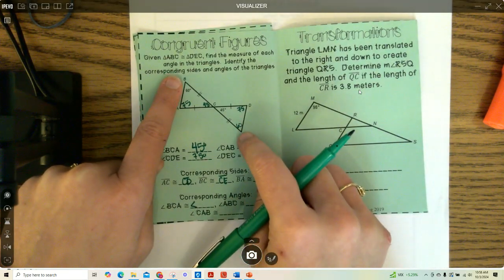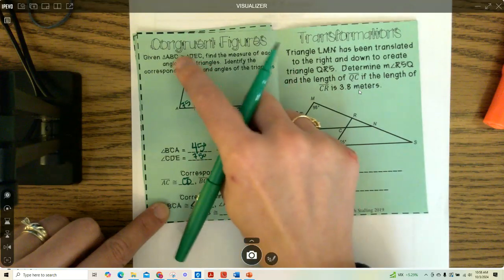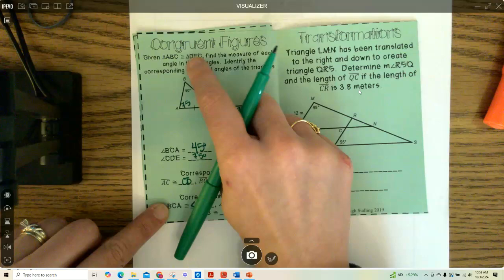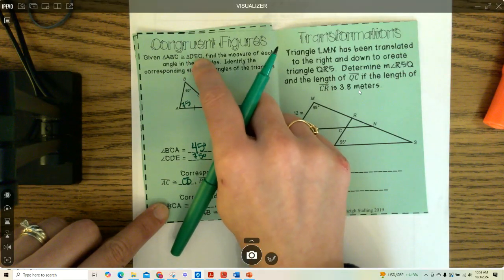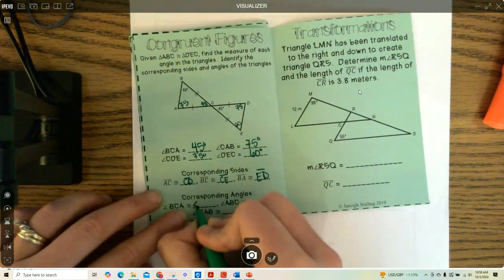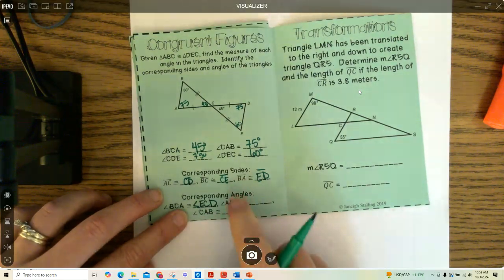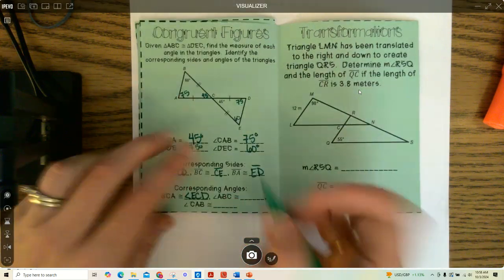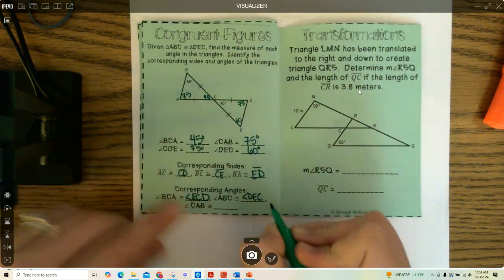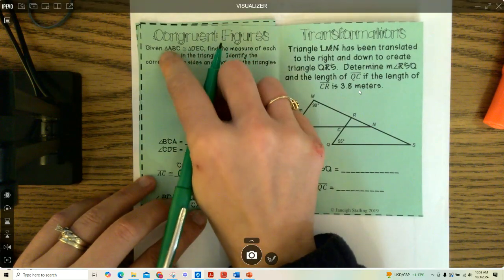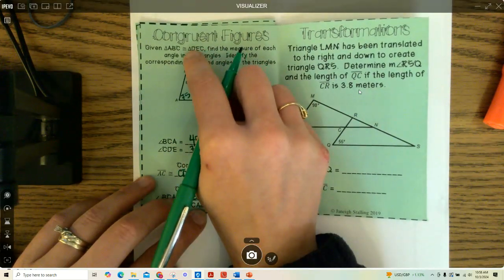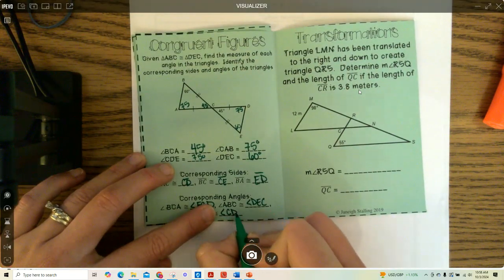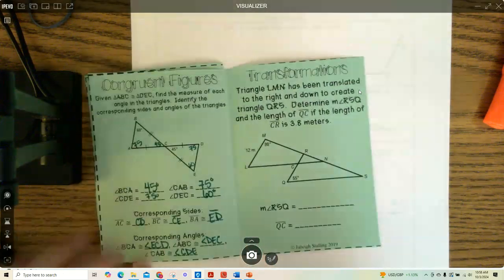But we have to put it in a specific order. Okay, so if we look at the names again, BCA, middle, last, first. So we want to do the same thing here. Middle, last, first. ECD. The name helps you big time. So angle ABC is going to match up with angle DEC, and then CAB, last, first, middle, so last, C, first, D, middle, angle CDE.